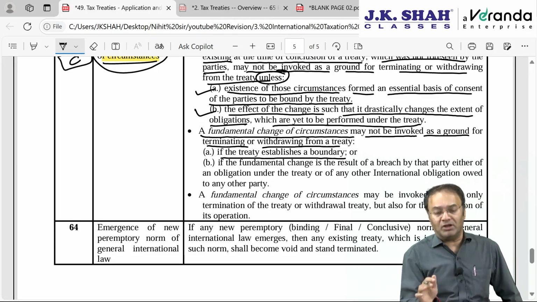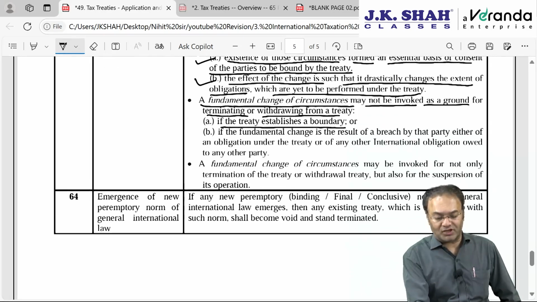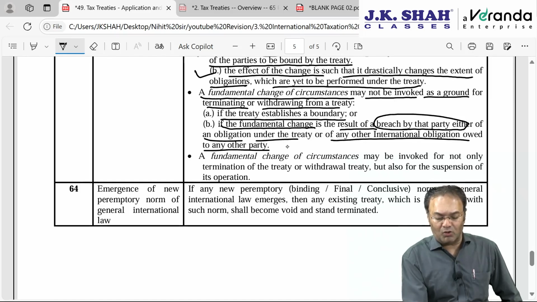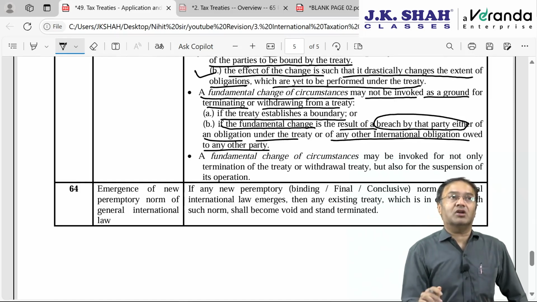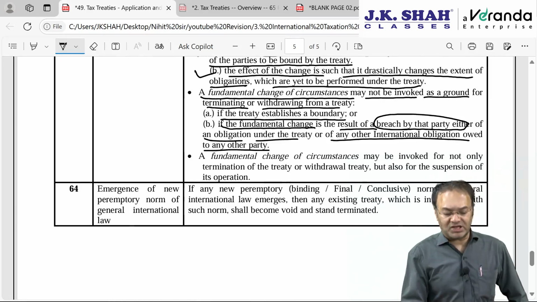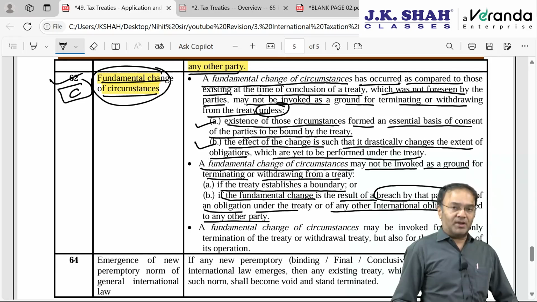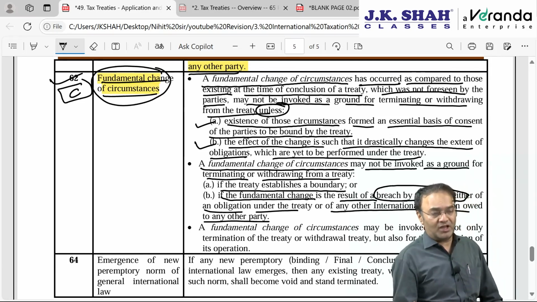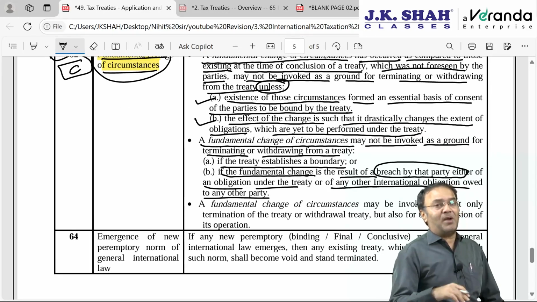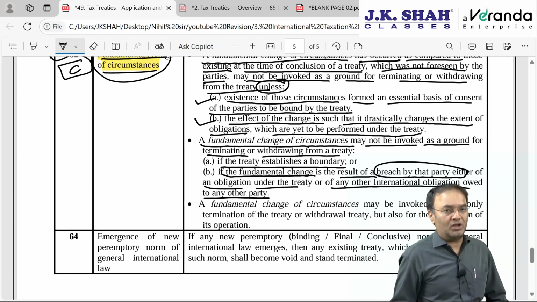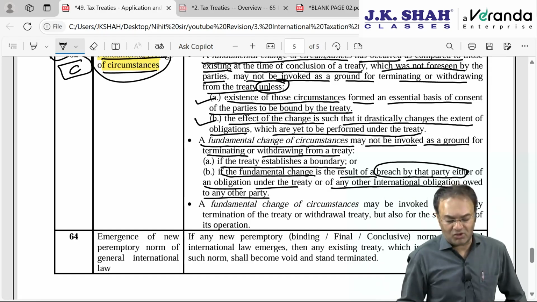cannot be terminated for the reason of fundamental change of circumstances. Or in case the fundamental change is a result of a breach by that party of an obligation under the treaty or any other international obligation owed to any other party. So there is an agreement between India and Pakistan, and Pakistan raises this as a ground: there is a fundamental change of circumstances, Pakistan will not be able to supply natural gas which is coming from Iran. If there is a breach by Pakistan, if Pakistan has breached its agreement with Iran, then Pakistan cannot terminate the treaty with India. Pakistan has to comply with its obligation anyhow.